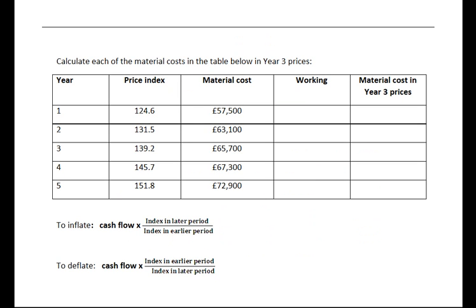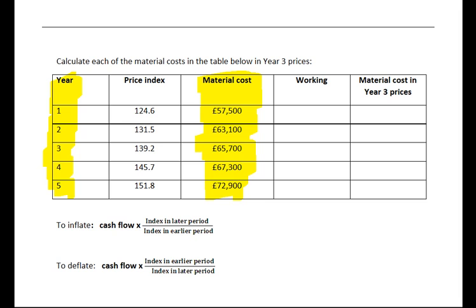Well, let's have a look at the example I'm going to be working through on index numbers. What we've got here is a 5-year period, with material costs, and what you'll notice is the material costs have been rising from year 1 through to year 5, from £57,500 up to £72,900. But the thing is, prices do tend to rise.